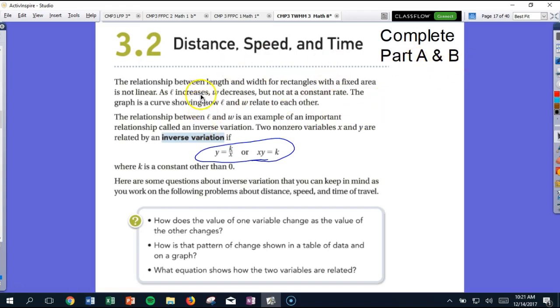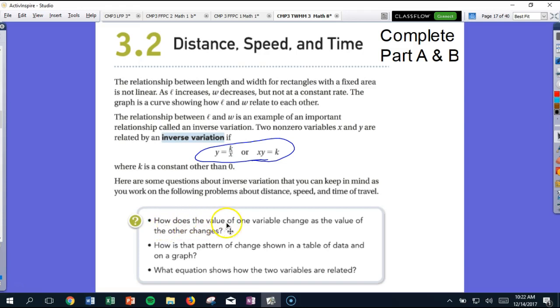I'm not going to read all of this to you, but you can stop the video or open the book and read it. We want to know that two non-zero variables, our x and y, are related by an inverse variation if y equals k over x or x times y equals k, just like we were talking about before, where k is a constant other than 0.